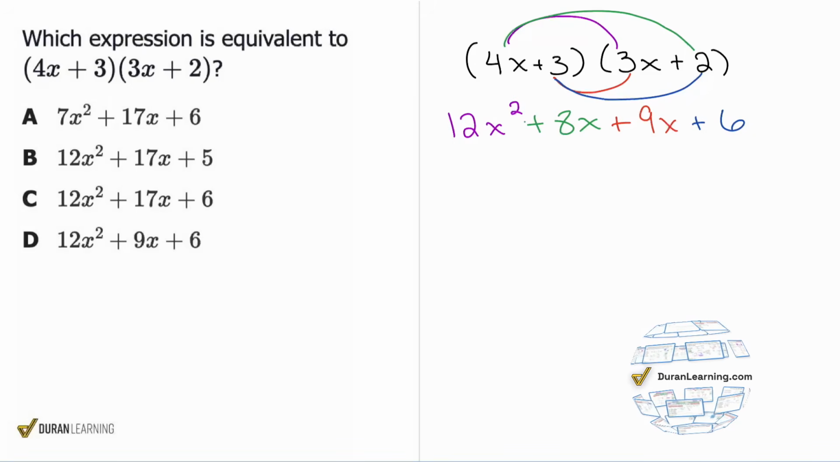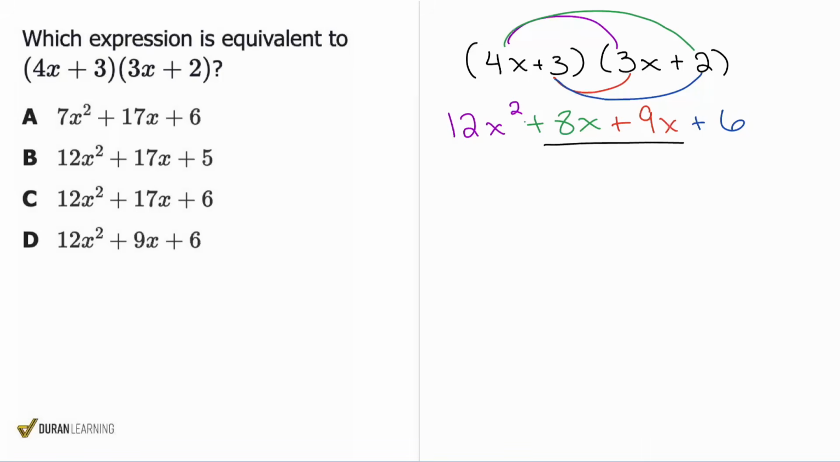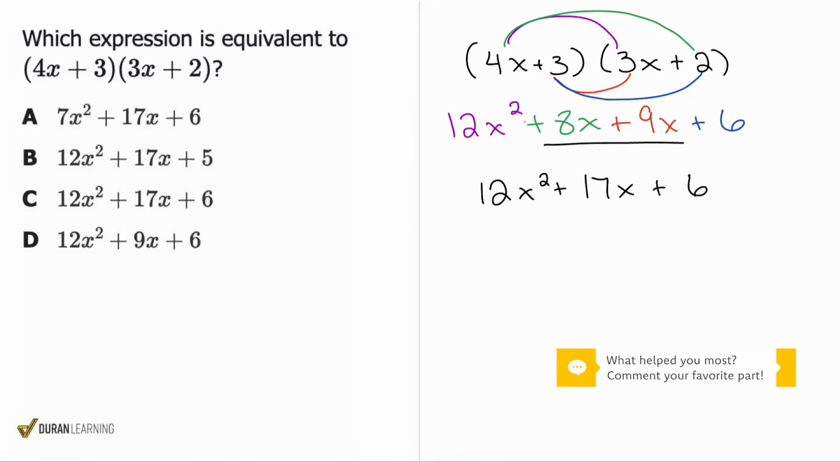So with that, it looks like here we just have to combine like terms, and we're done. We have 8x plus 9x, and that'll be 17x. And then we bring the 12x squared that we had before, the 6 that we have here, and that's it. The correct answer is going to be answer choice C, because we have 12x squared plus 17x plus 6.